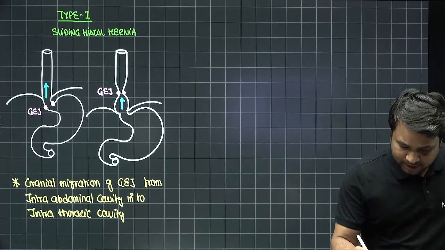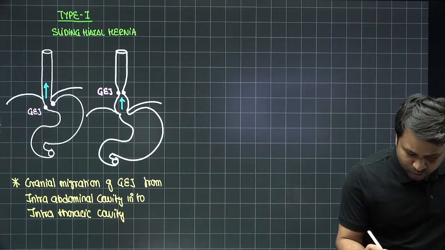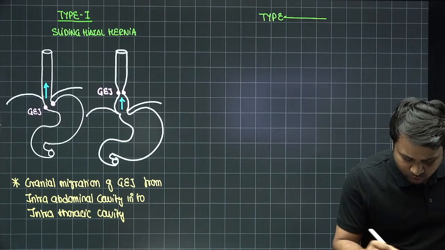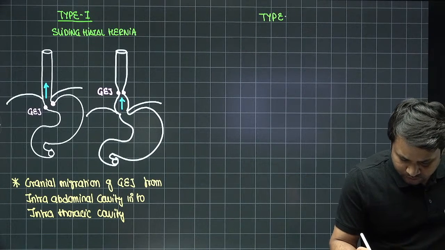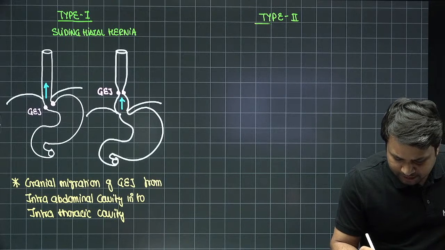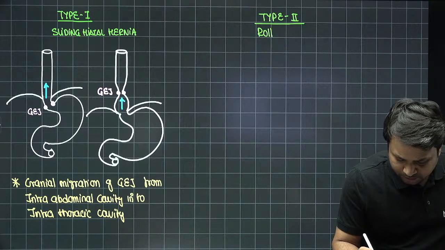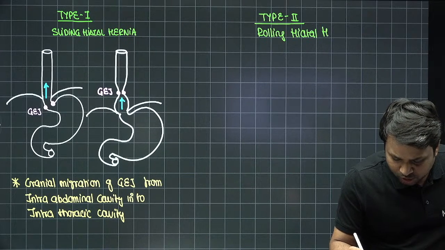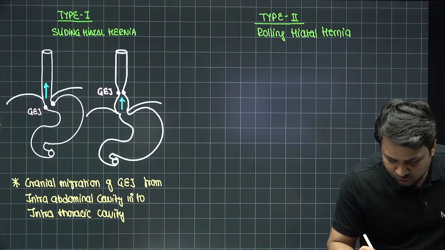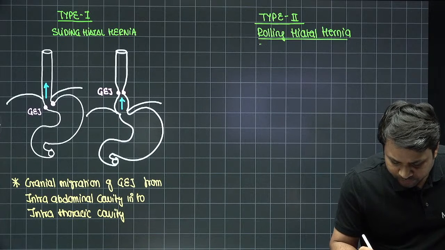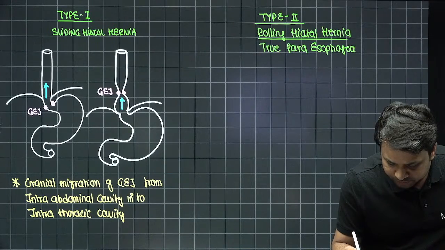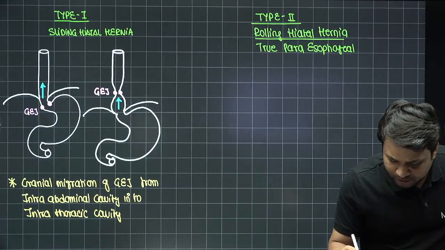Now there is something called type 2. Now type 2 is what we call the rolling hiatal hernia. This is called the rolling hiatal hernia, or also referred to as the true paraesophageal hernia.